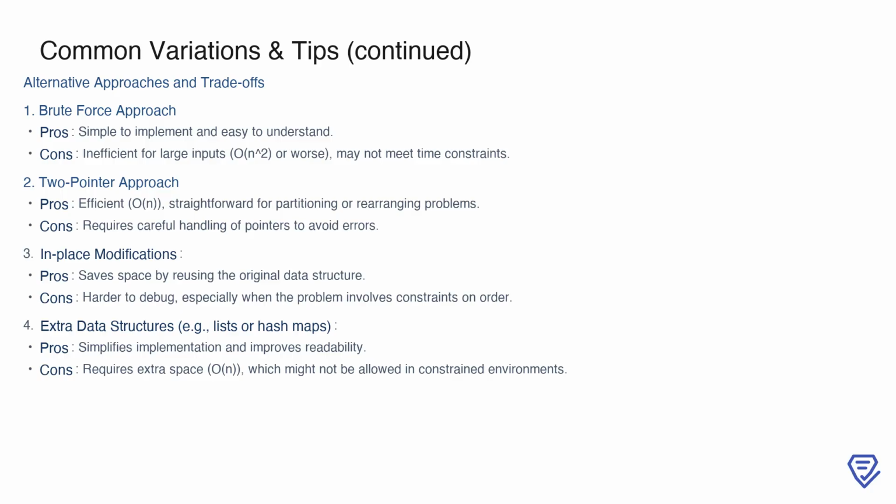In-place modifications are another option, as they save space by reusing the original data structure. The downside is that they can be harder to debug, especially if the problem has constraints on the order of elements. Finally, using extra data structures like lists or hash maps can simplify implementation and improve code readability, but this comes at the cost of additional space, which might not be allowed in scenarios with strict memory constraints. Choosing the right approach depends on the problem requirements and constraints.